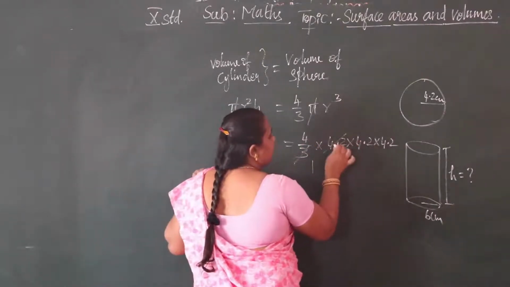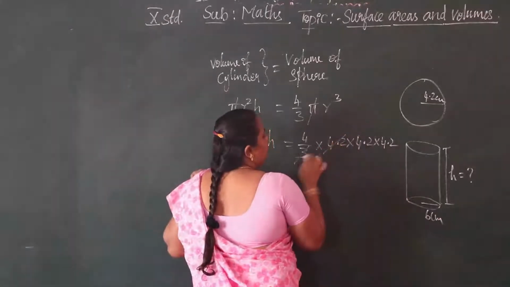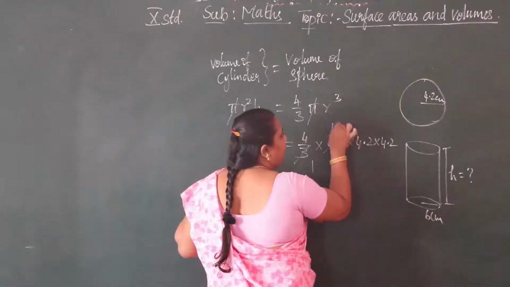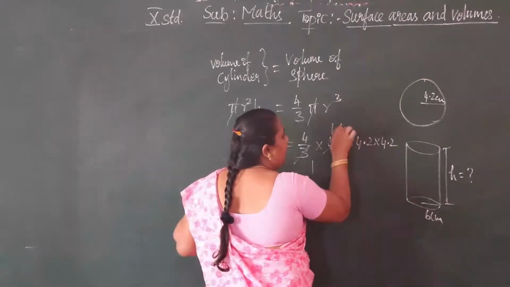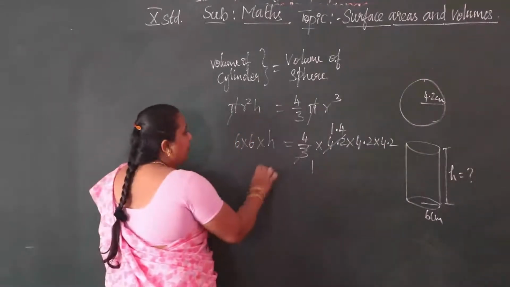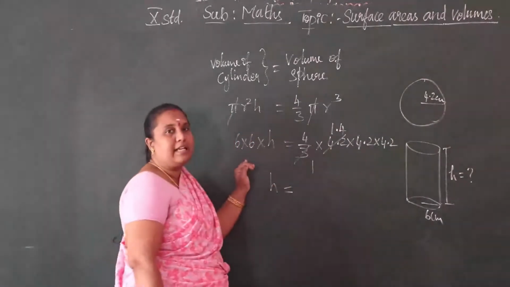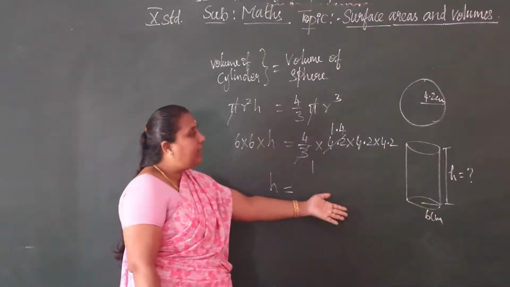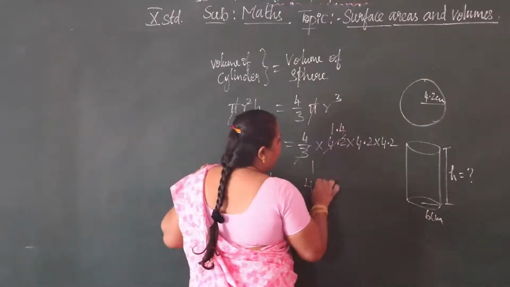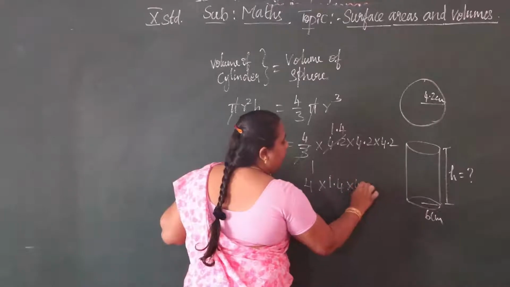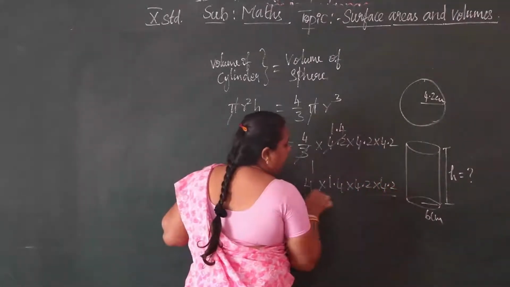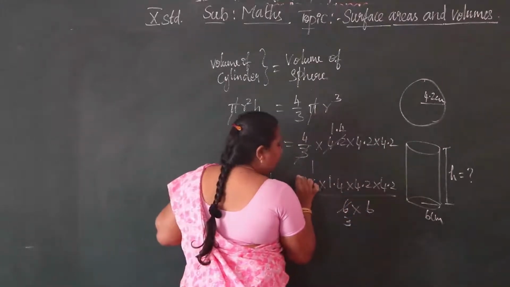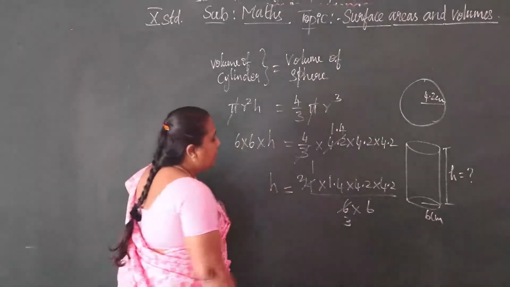3 ones are 3. Sorry children, 3 ones are 3. Balance 1, 12. So 3 4s are 12, so 1.4 here. Now we are transposing the 6 into 6 to this side. It is in the form of multiplication, so it comes in the division form. So 4 into 1.4 into 4.2 into 4.2 divided by 6 into 6. See, 2 3s are 6 and 2 2s are 4.